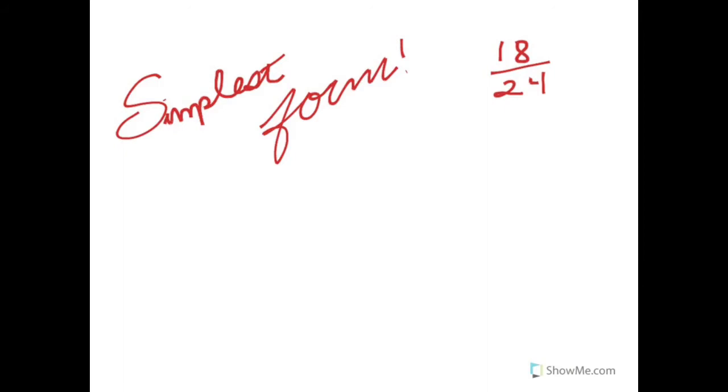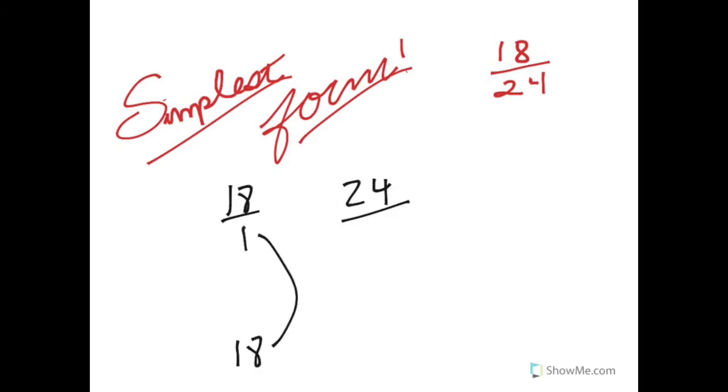Now, let's talk about simplest form for a minute. If I gave you a fraction, say 18/24, and I said write this in simplest form, what you have to do is find the GCF, the greatest common factor. I'm going to find 18 over here. I'm going to find 24 over here. 18, I always start with 1. 1 and 18. 2 and 9. 3 and 6. And I'm done.